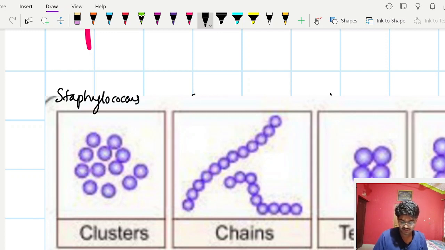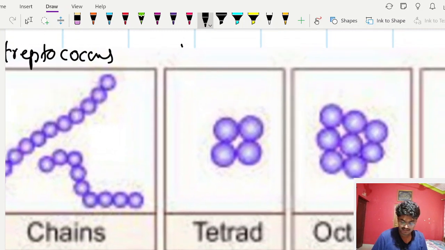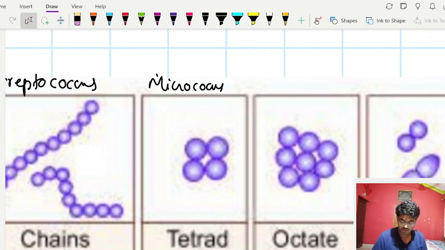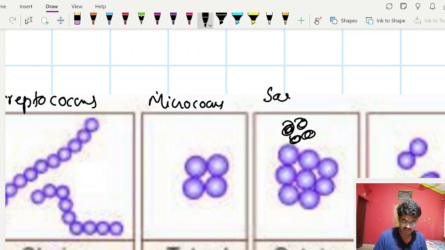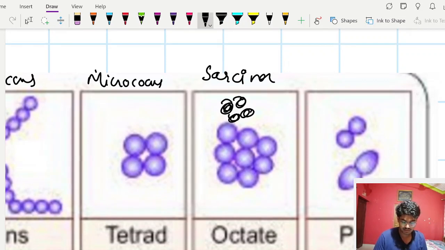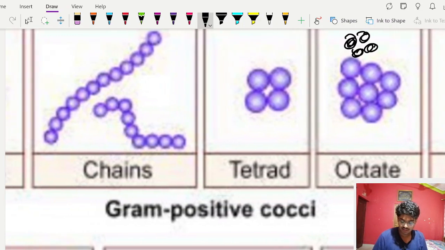And they can be seen as chains, for example, strepto means chain, Streptococcus. Staphylo means group. Then they can be seen as tetrads, for individual coccus as a group, for example, Micrococcus. Then they can be seen as octads. Octad is usually not seen like this: there will be a tetrad and behind them another 4, totally 8. For example, our Sarcina. Then they can be seen as pairs, for example, our Pneumococcus and Enterococcus. Okay, these are the gram positive cocci.